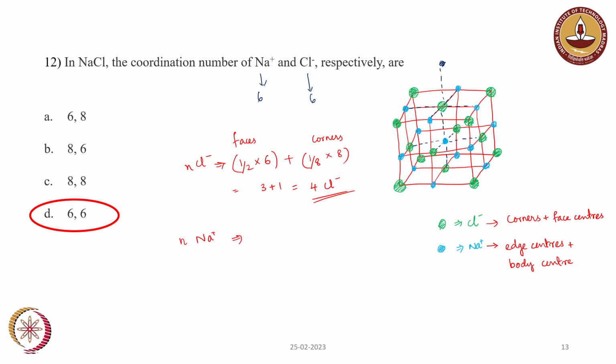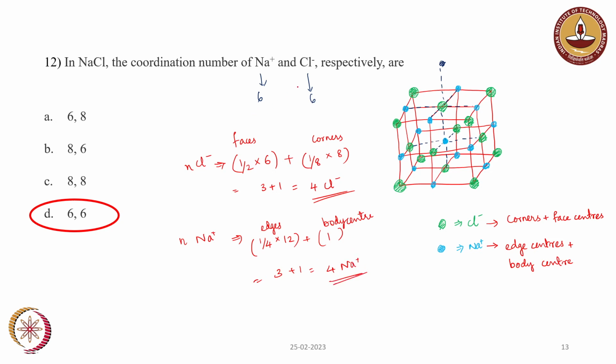And the number of sodium plus will be, it's in the edge center and body center. One edge is shared by 4 unit cells, so 1 by 4 into 12 edges, plus only one body center is there. So it won't be shared with any other unit cell. So one body center. That's again 3 plus 1, 4 sodium plus.